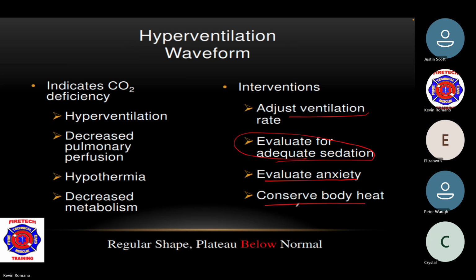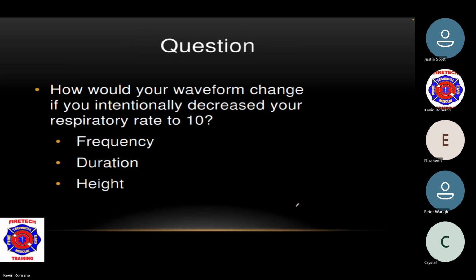All right, perfect. So how would your waveform change if you intentionally decreased your respiratory rate to 10? How would that change? Frequency, duration, and height. Remember, we're hypoventilating now. Hypo is what, higher? Yep, height will be higher. Correct, so higher than 45.